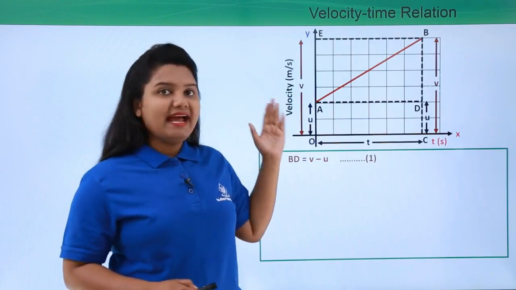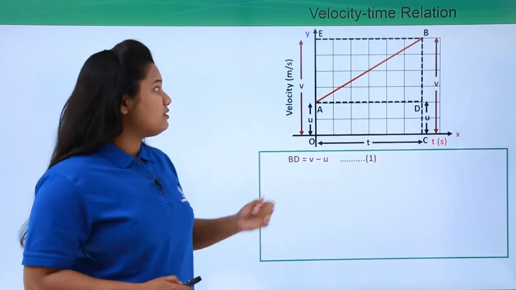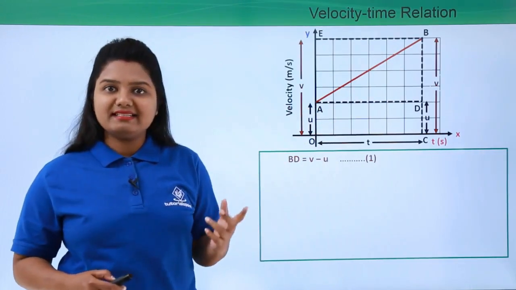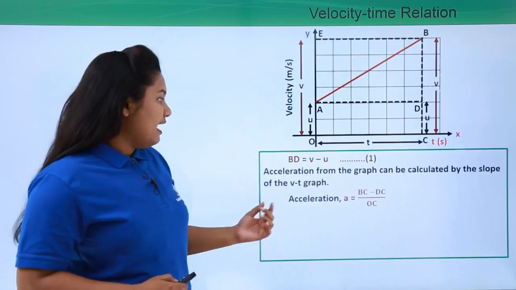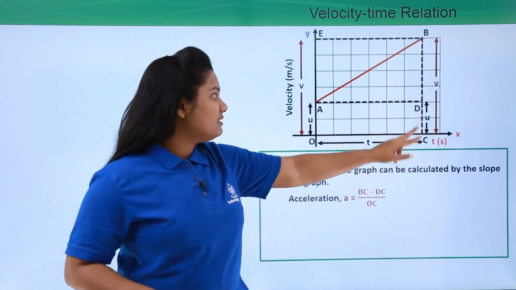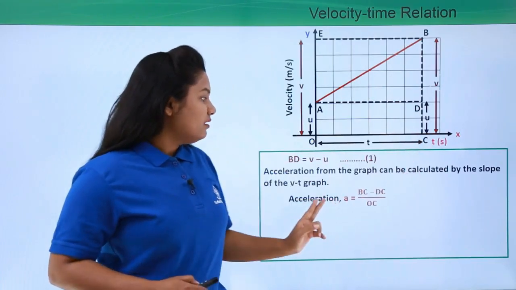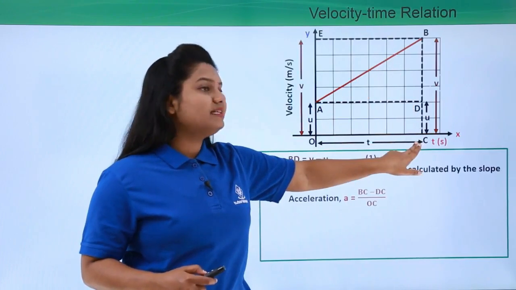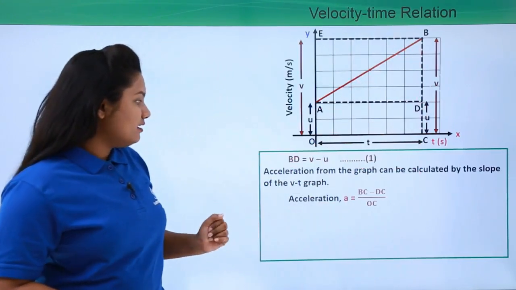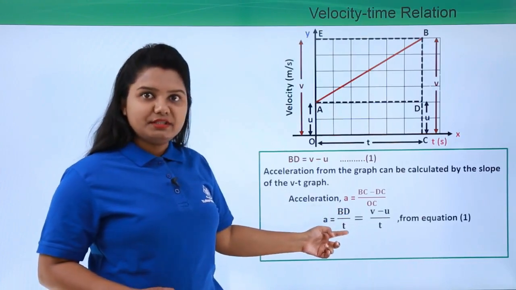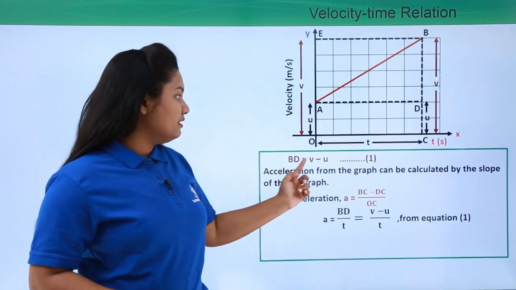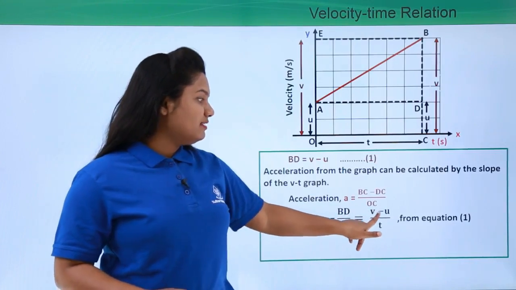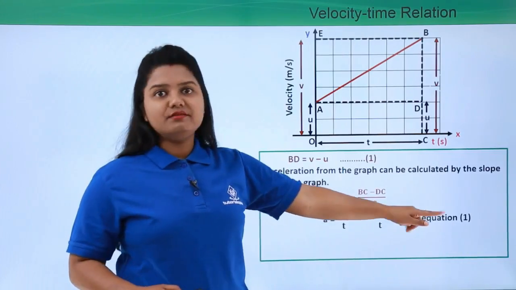Now we know how to find acceleration from a velocity time graph. All we do is find the slope of the graph. So here we need to find the slope of the graph AB if we want to find the acceleration, which is A. So acceleration is given by BC minus DC divided by OC. Here OC equals T, and BC minus DC gives us BD. So acceleration is equal to BD divided by T, and we have already found the value of BD, which is V minus U. So we'll substitute that value here. So our acceleration A becomes V minus U divided by T on using equation 1.